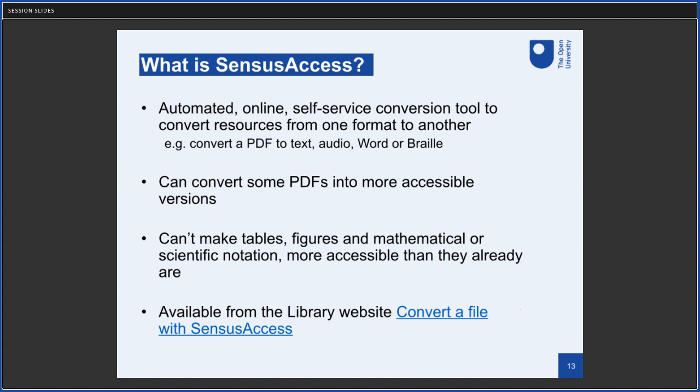So what is SensusAccess? So it's an automated online self-service conversion tool to convert resources from one format to another. So for example, it can convert a PDF to text, audio, Word or Braille. It can convert some PDFs into more accessible versions. So we're going to be running through how to do this shortly when I do a demo of SensusAccess and convert my earlier article into a more accessible PDF. It can't make tables, figures, and mathematical or scientific notation more accessible than they already are. And SensusAccess is available from the library website, and there's a link to convert a file with SensusAccess.